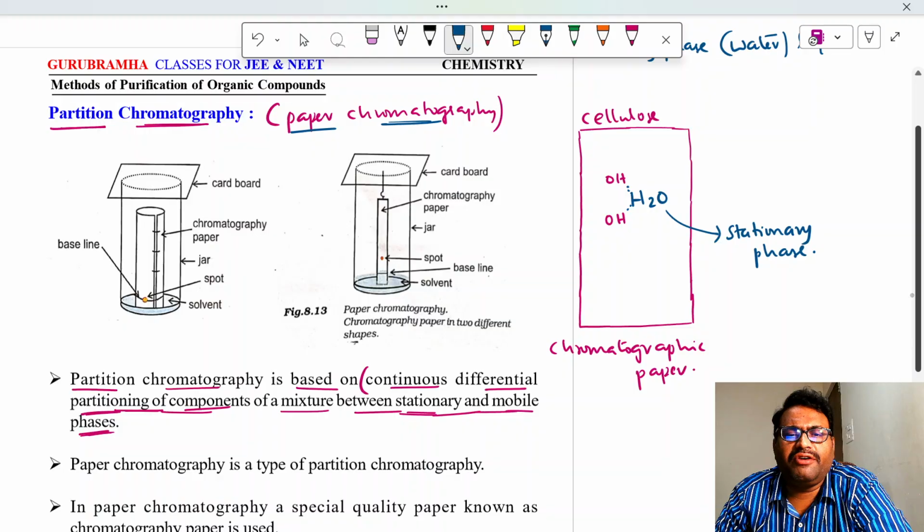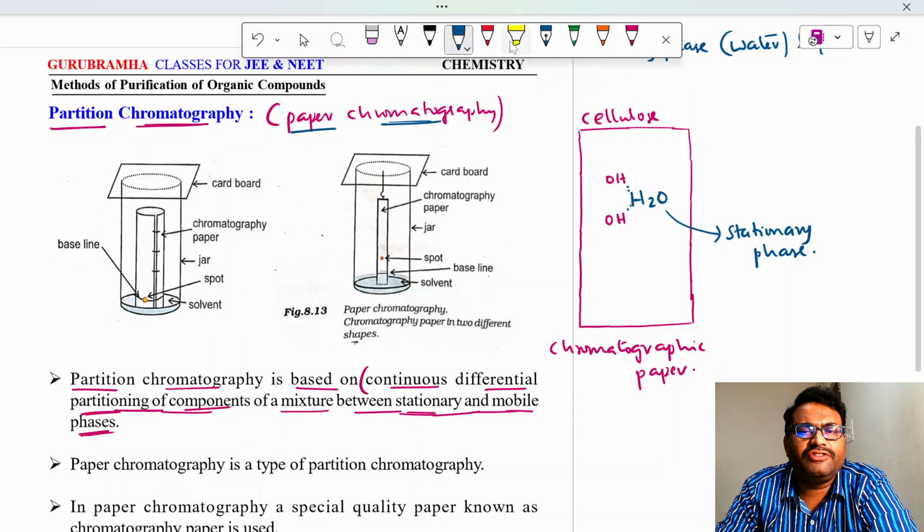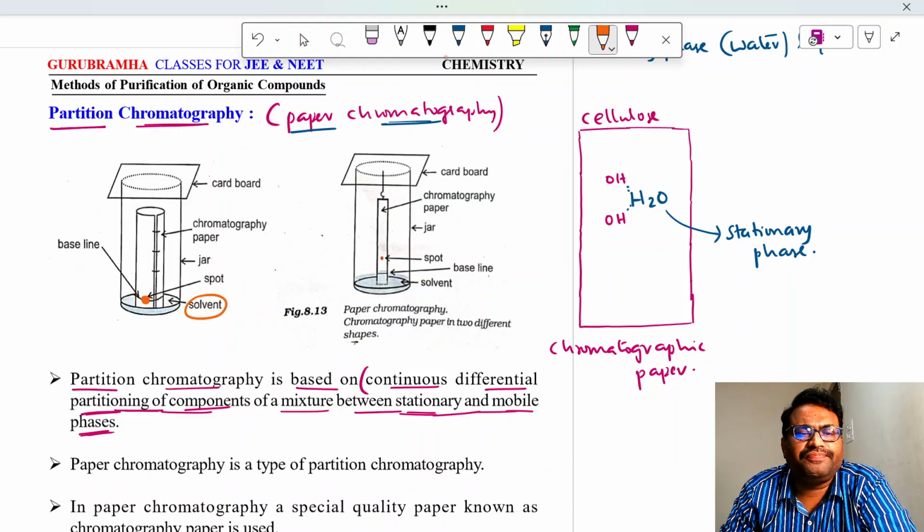This is very similar to thin layer chromatography. There we use a glass plate, here we use paper. Same as before, at this baseline we place the mixture which is to be separated, and it is dipped in a solvent. The solvent is the mobile phase. You are finding the chromatographic paper.